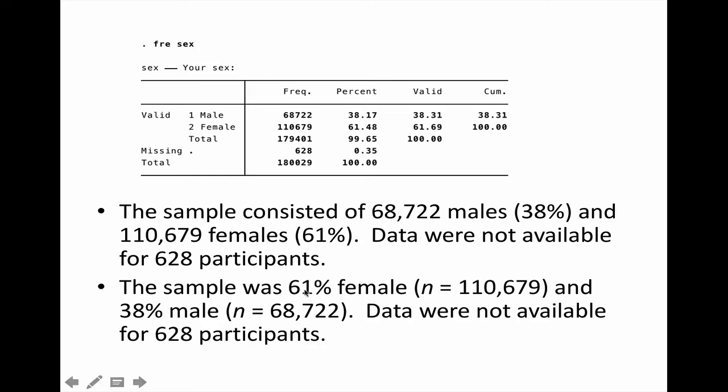Here I'm reporting the percentage and putting the N parenthetically. 61% female, n equals. Now remember, if you do it this way, this is little n. Here's big N, little n, and little n, subset. N space equals space. Data were not available for this many. You typically don't report a percentage if it's less than 1 or 2%.